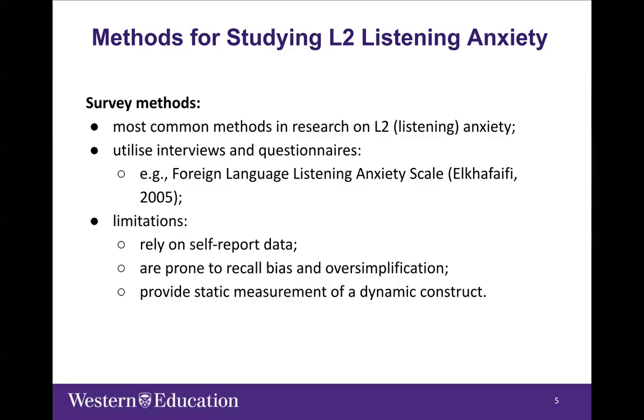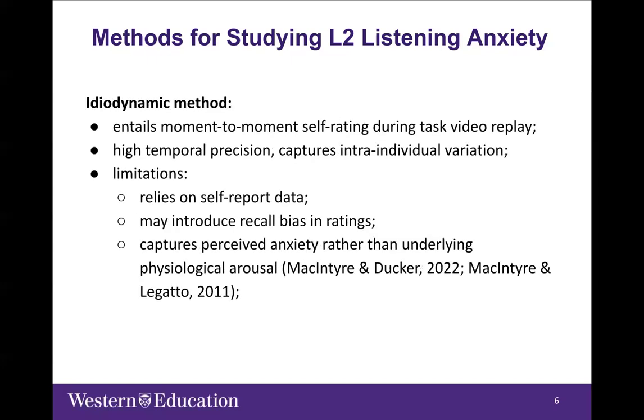There are limitations of survey methods. They rely on self-reported data. They are prone to recall bias and oversimplification. So oftentimes what the students report feeling about anxiety does not necessarily reflect how they felt. And survey methods provide only a static measurement of anxiety, which is a dynamic construct. Anxiety is not the same throughout the whole, let's say, listening test. It changes dynamically during the test.